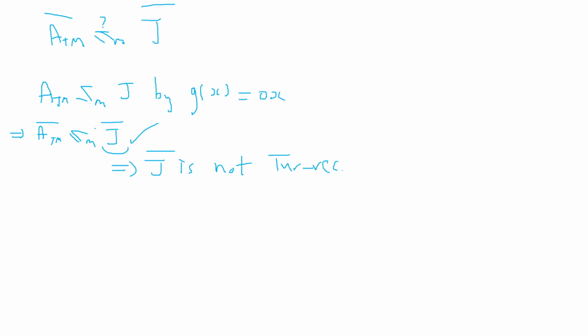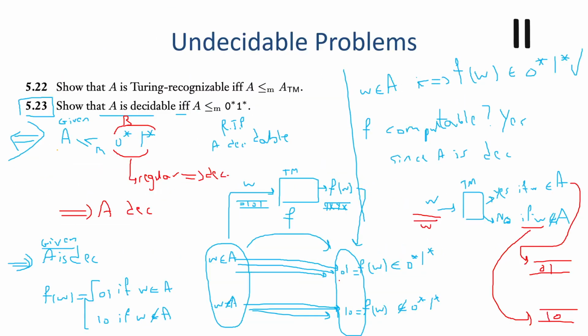Well, why isn't J recognizable when we know that ATM is recognizable? Like ATM here is recognizable, and we reduced it to J. Why doesn't that make J recognizable or J complement? Well, it doesn't work from left to right. The left-hand side isn't what has to be recognizable. It's the right-hand side. So the theorem says that B is the one that needs to be decidable or recognizable.